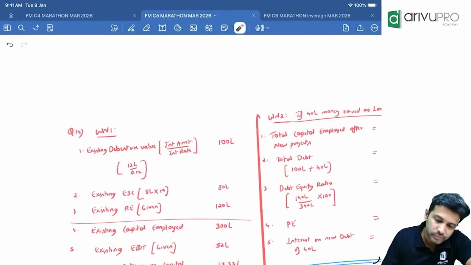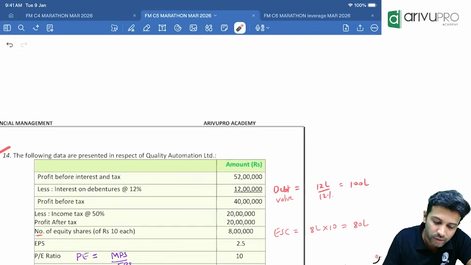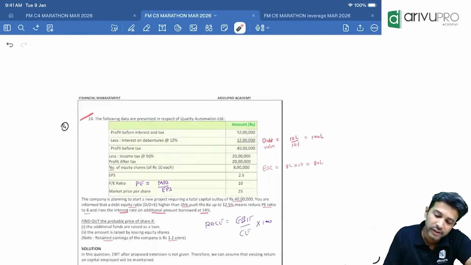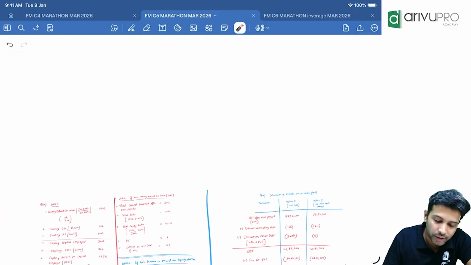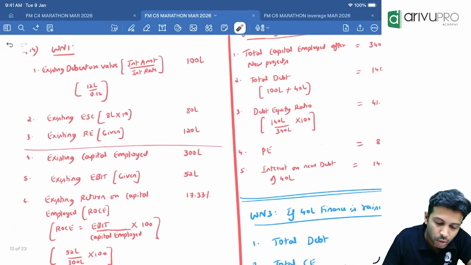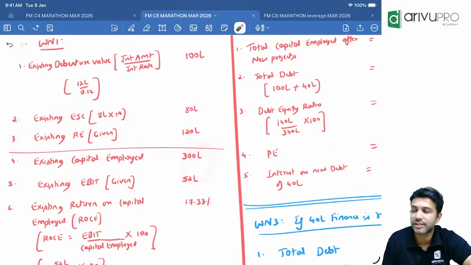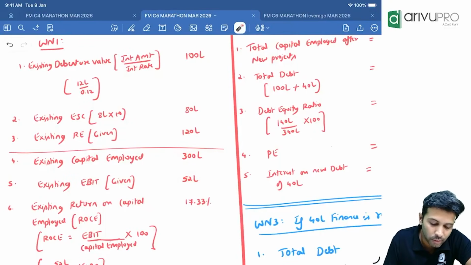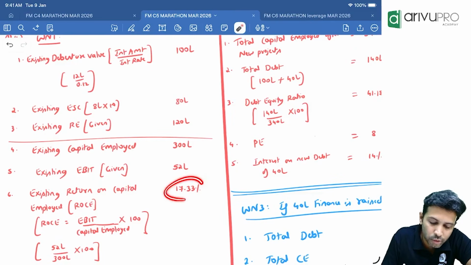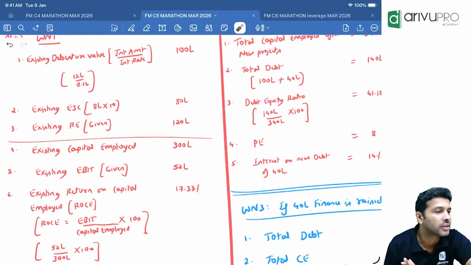So what is the existing capital employed, like you told? 3 crore. What is the EBIT? They had only told. Currently, what is our EBIT? 52 lakhs. So existing EBIT is 52 lakhs. Sir, how do you calculate ROS now? What is our existing ROS? EBIT divided by capital employed. 52 lakh divided by 300 lakh, if you do, you will get an existing return of 17.33.